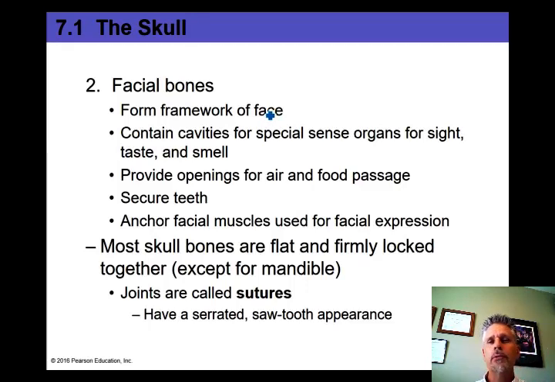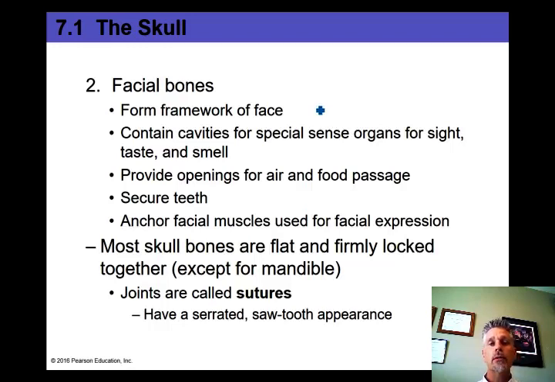The facial bones are more unique still, with really weird shapes looking like bats or walnuts or jigsaw puzzle pieces. Here, we have the framework of the face. We also have cavities for the special sense organs, like for smell, for sight, for hearing, etc. It contains openings for the passage of food and air. It has the teeth in it, with special joints of the teeth that we'll talk about later called gomphoses, kind of peg and socket joints. And then, of course, it's a place for anchoring the muscles.